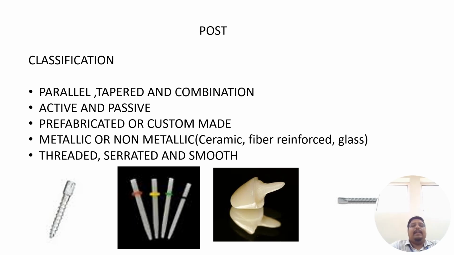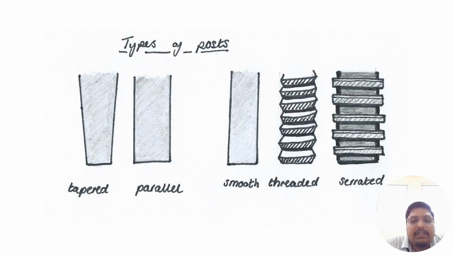Post is classified into parallel, tapered, combination, active and passive, prefabricated or custom made, metallic or non-metallic, threaded, serrated and smooth. These are the classifications of the post which we are going to see. First, tapered and parallel post. What is the tapered post and what is the parallel post? Tapered post is a 6-degree post which is usually inserted. In parallel, uniform parallelism will be seen from tip to the end.